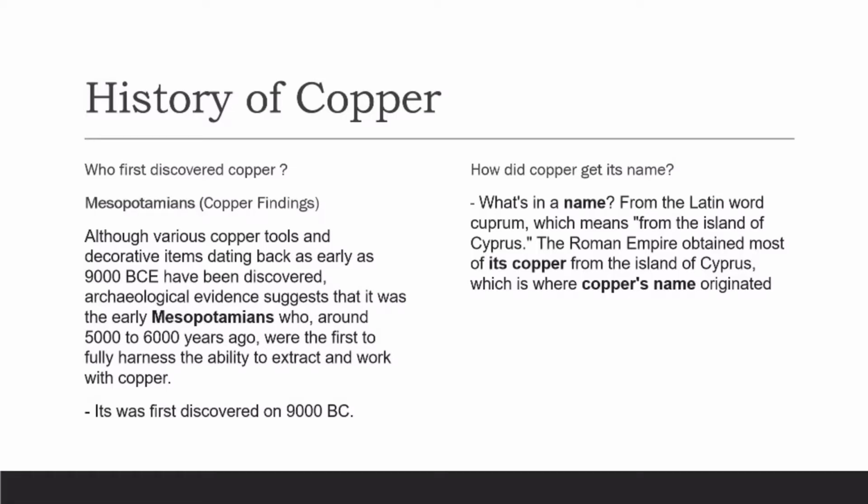How did copper get its name? The name comes from the Latin word cuprum, which means from the island of Cyprus. The Roman Empire obtained most of its copper from the island of Cyprus, which is where the copper name originated.